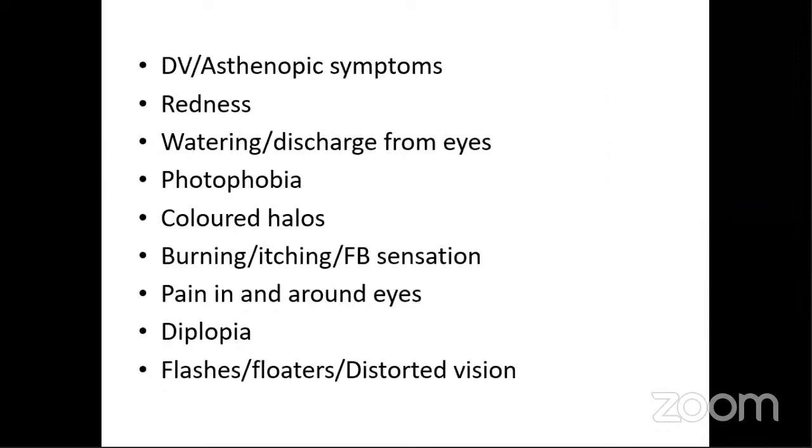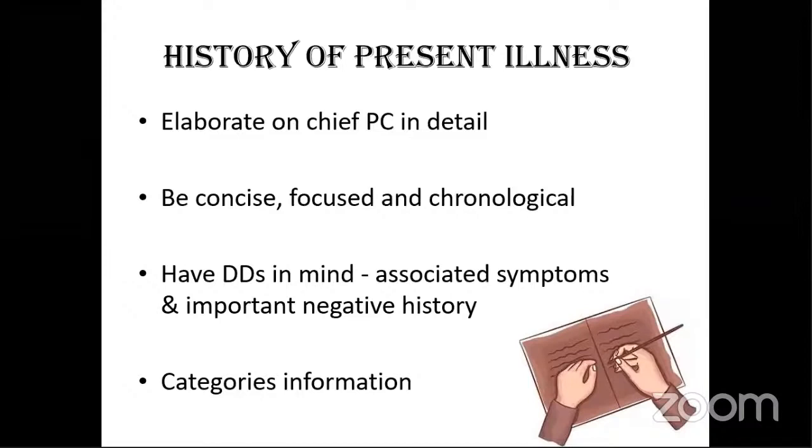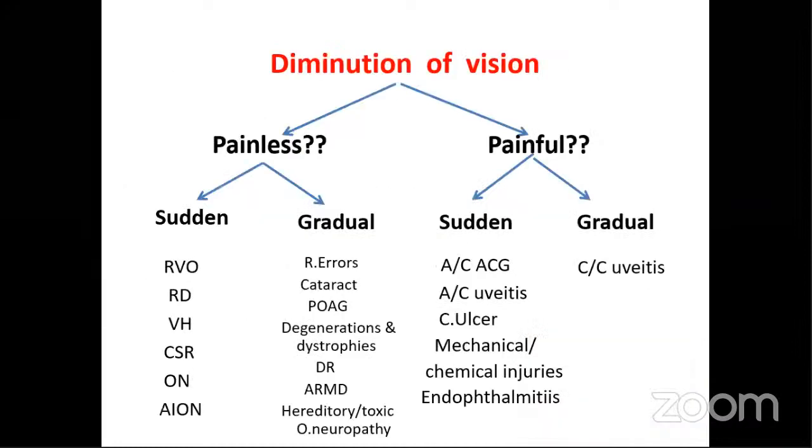So these are the common complaints you can encounter in your OPD. It could be a visual-related problem or a non-visual complaint. Coming to the history of present illness, this is the detailed history of the chief presenting complaints with important associated symptoms and important negative history. You have to arrange the symptoms in chronological order, always categorize the information, and include only the relevant information from the patient.